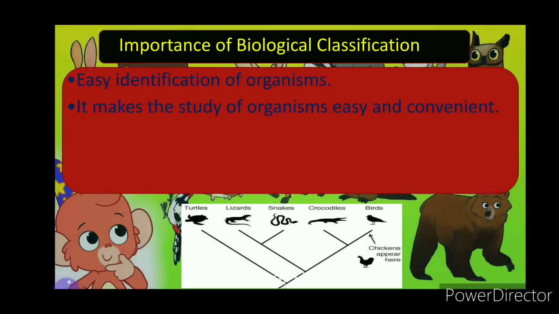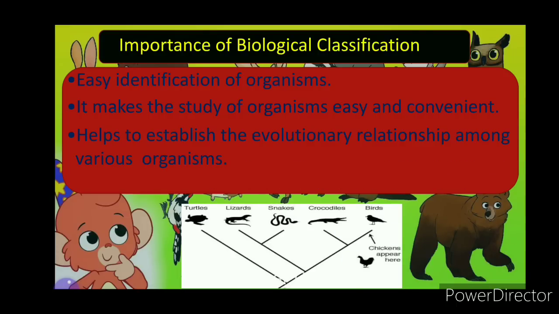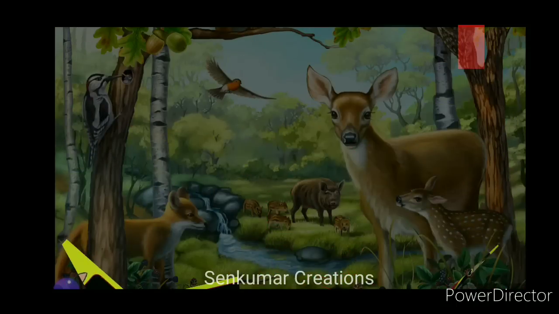It makes the study of organisms easy and convenient, and helps to establish the evolutionary relationship among various organisms. So classification is mainly made for easy identification of organisms, to make the study of organisms easy, convenient and comfortable, and it helps to establish the evolutionary relationship among the different kinds of organisms.